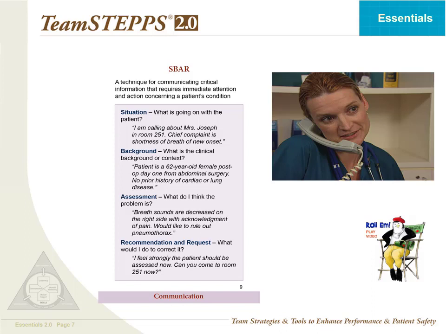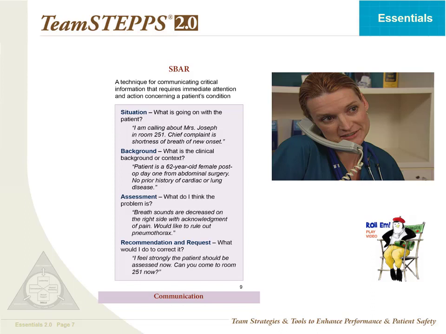Situation, which is what is happening with the patient. Background, what is the clinical background? Assessment, what do I think the problem is? And recommendation, what would I recommend?